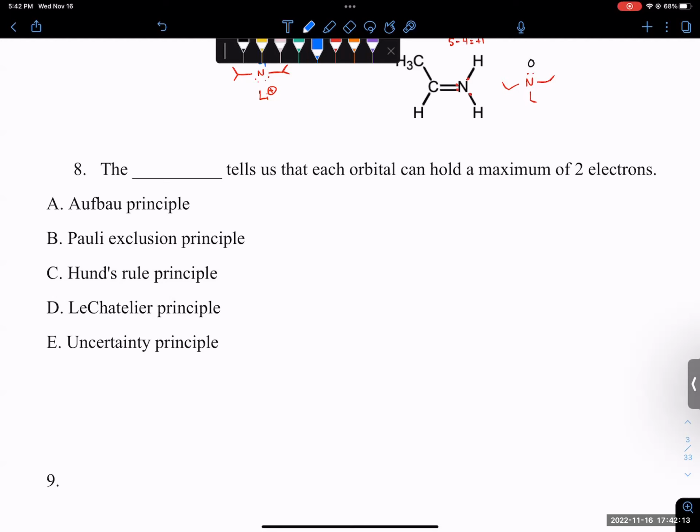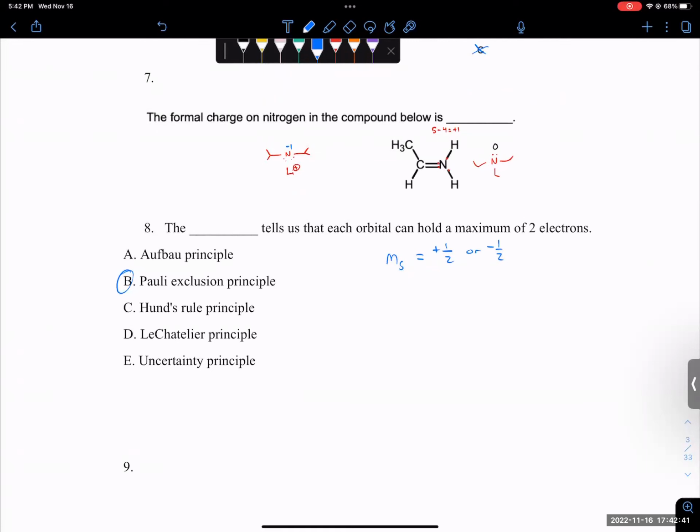Interesting. So the actual answer is Pauli's exclusion principle. The m sub s can either be +1/2 or -1/2, right? This tells us that each orbital can only have a maximum of 2 electrons. Why does it tell us that? It just does. Sorry, you take OChem 2, you'll know what I mean.